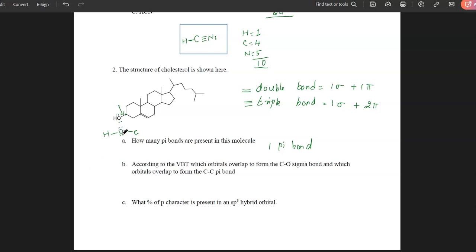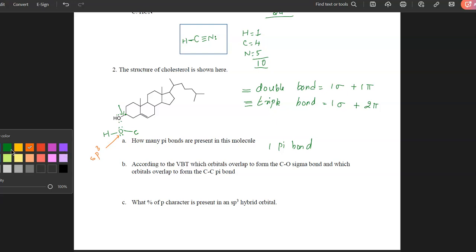If you look, the number of electron clouds around the oxygen atom is 1, 2, 3, and 4. So the oxygen atom is sp3 hybridized. Now what about the carbon atom? Let's highlight that in blue.